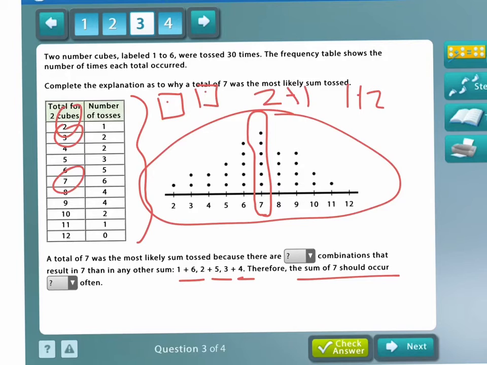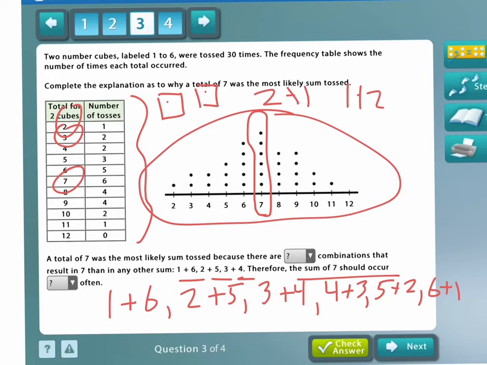Think about all the ways that you can make 7. So you see, the way you could roll a 7 would be a 1 and a 6, 2 and a 5, 3 and a 4, 4 and a 3, 5 and a 2, and a 6 and a 1. So there are 1, 2, 3, 4, 5, 6 combinations that will give you a sum of 7. Therefore, the sum of 7 should occur most often.